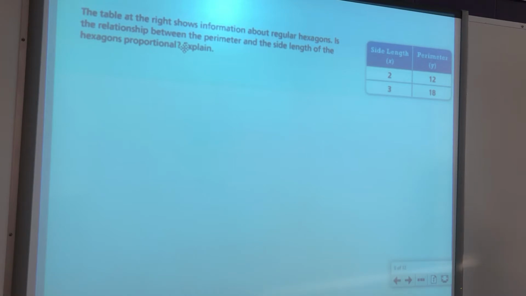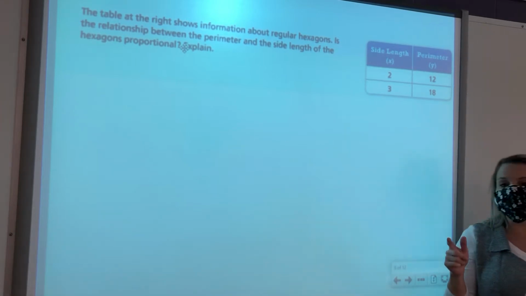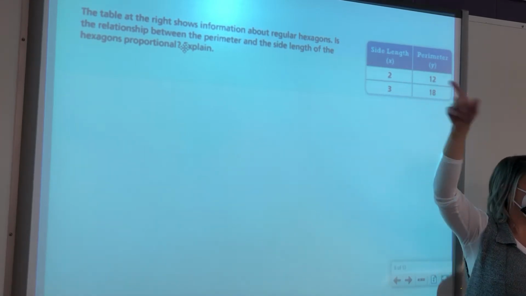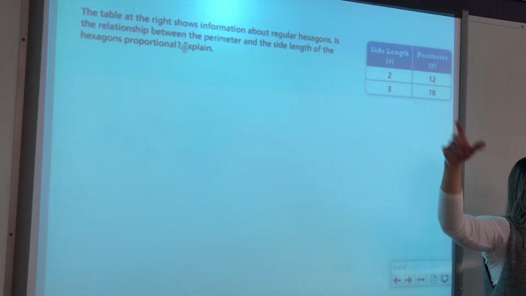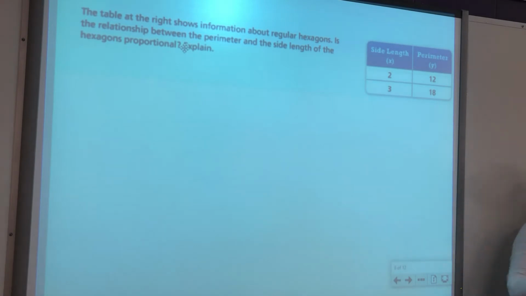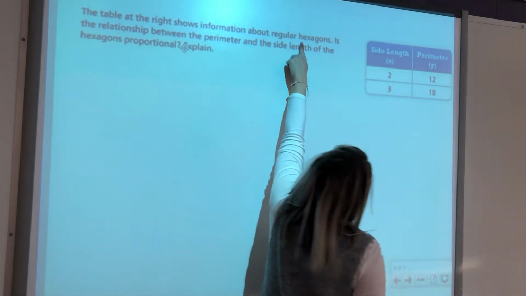Octagon has 8. Hexagon has 6. Triangle has 3. Quadrilateral has 4. Pentagon has 5. Hexagon, 6. Septagon, 7. Octagon, 8. Nonagon, 9. Decagon, 10. There you go. Okay. So a hexagon has 6 sides. Penta, hexa, septa, octa. So penta's 5, hexa's 6, septa's 7, octa's 8. So this is a 6-sided figure.